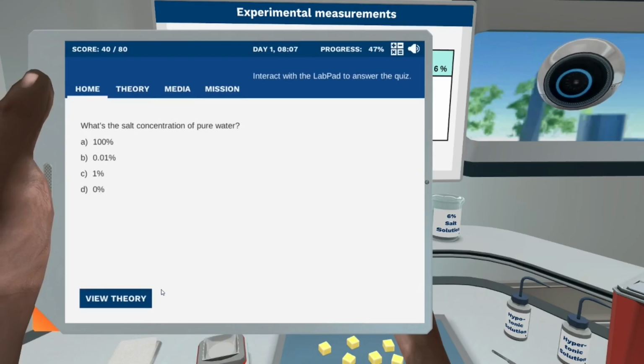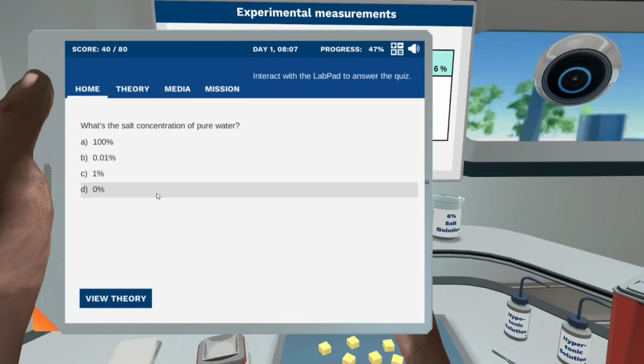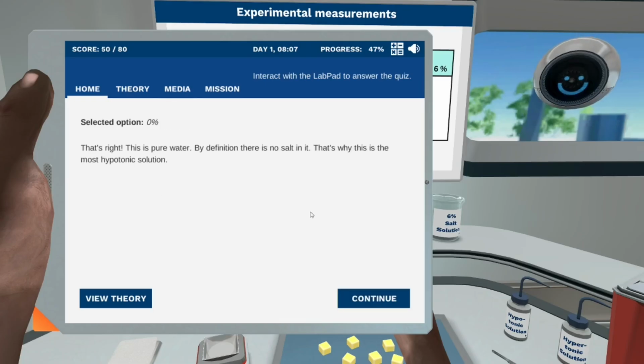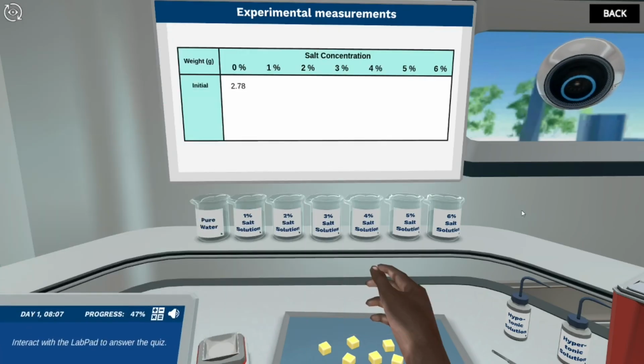What's the salt concentration of pure water? A. 100%. B. 0.01%. C. 1%. D. 0%. That's right. This is pure water. By definition, there is no salt in it. That's why this is the most hypotonic solution.